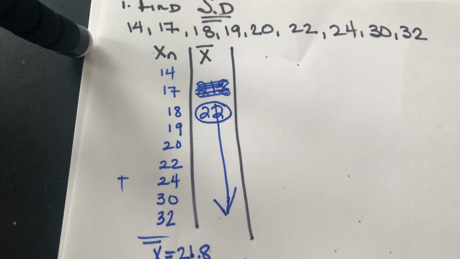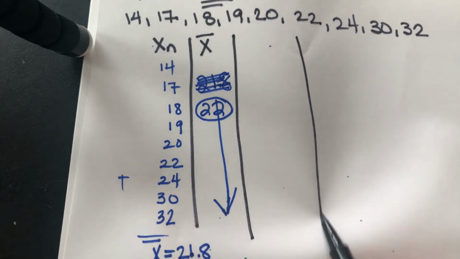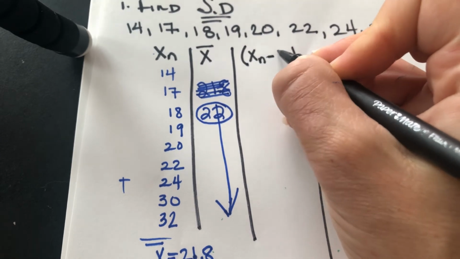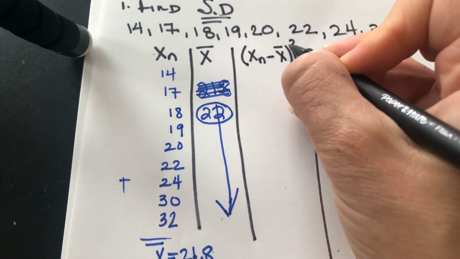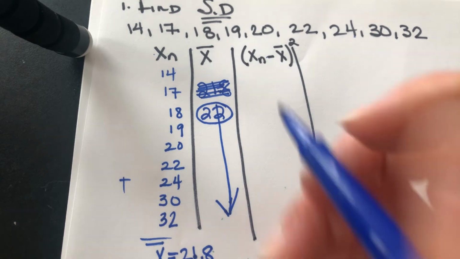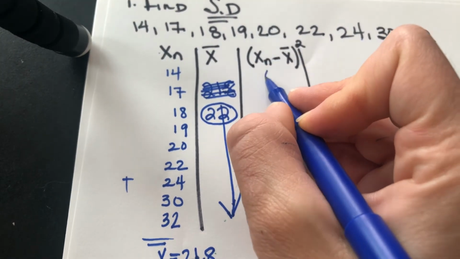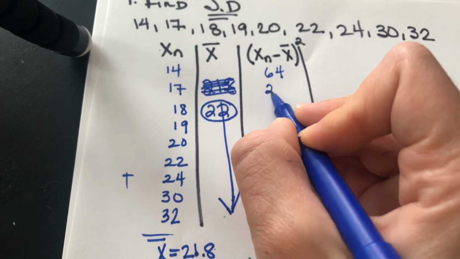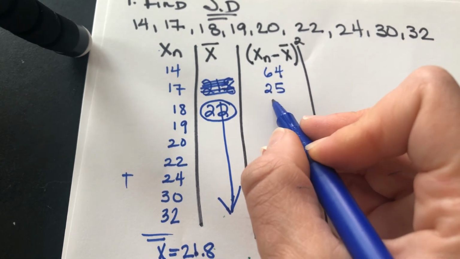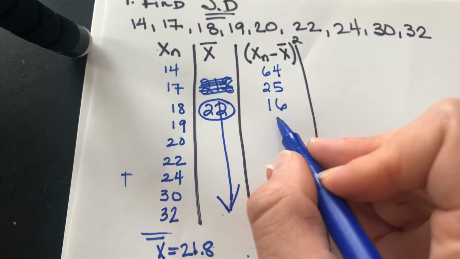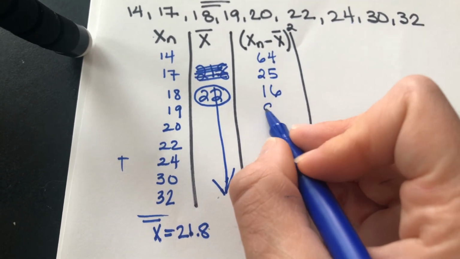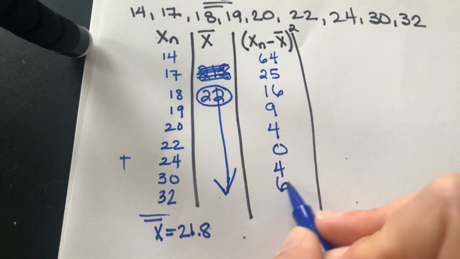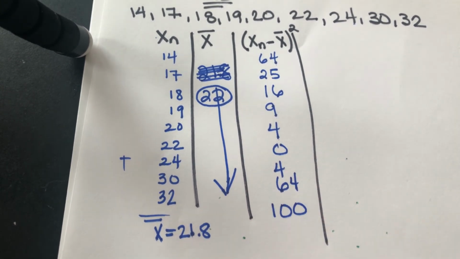Now here's the next column. If you were to look at that formula I gave you, we want to figure out what each data value minus the average is squared. So I would do 14 minus 22, and I would square it. 17 minus 22, and then I would square it. 18 minus 22, square it. 19 minus 22 squared, and here are their numbers continuing. So that's that column.